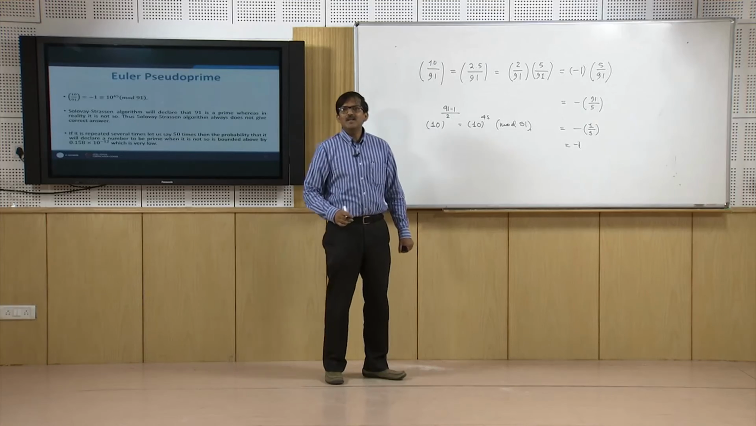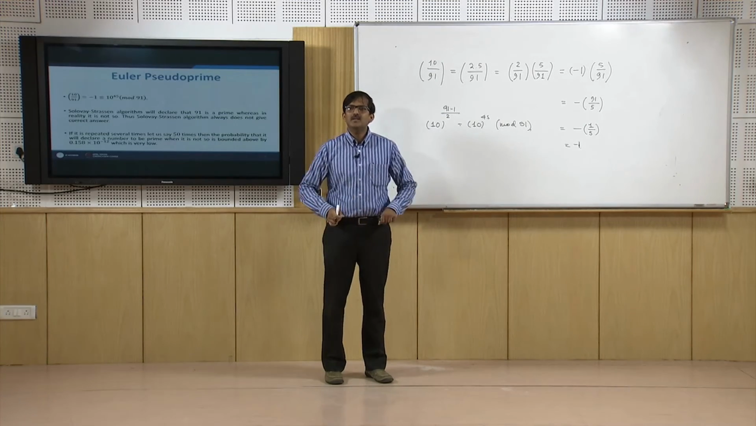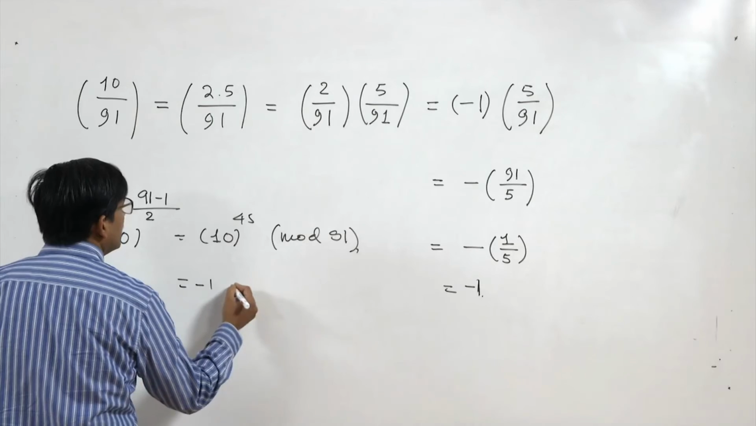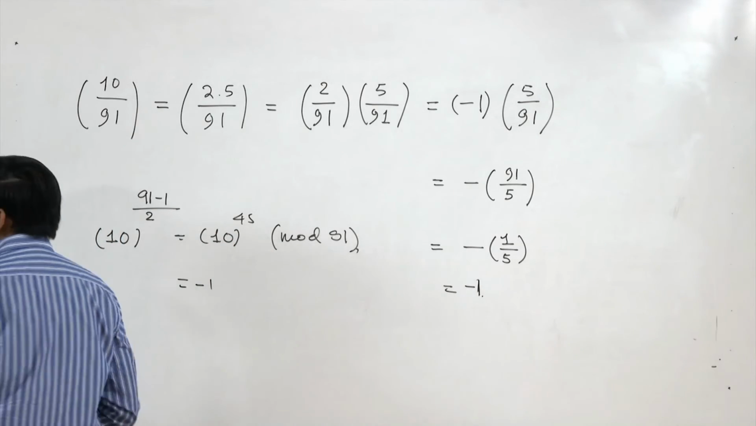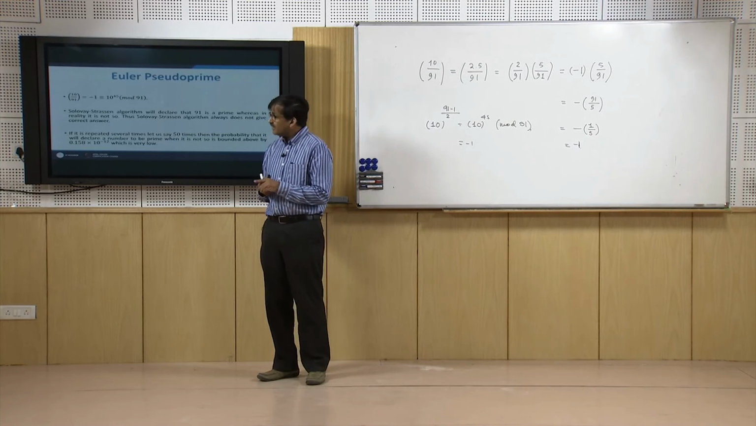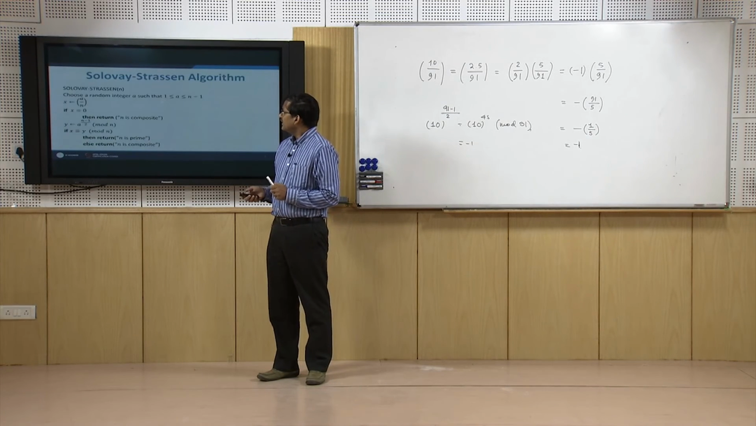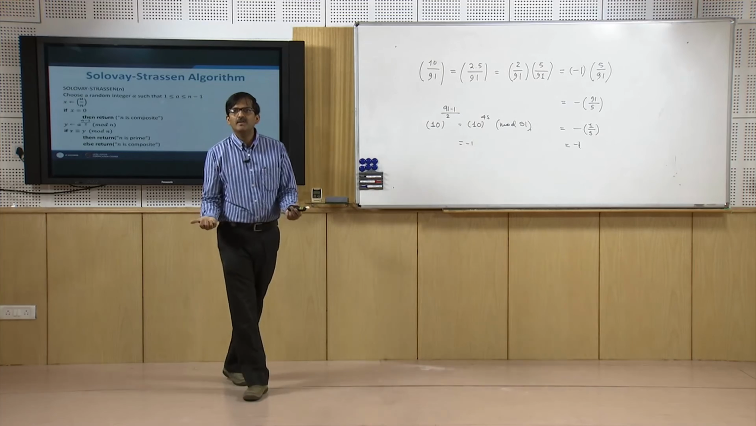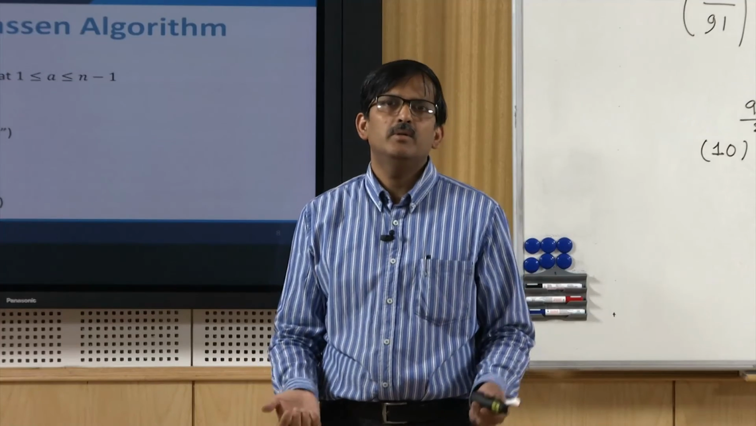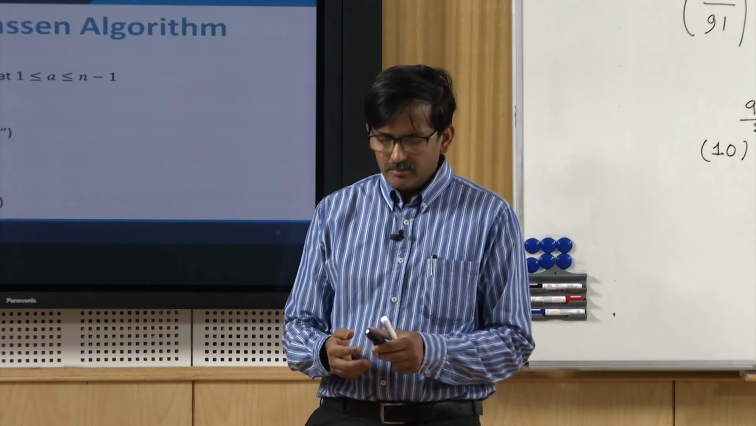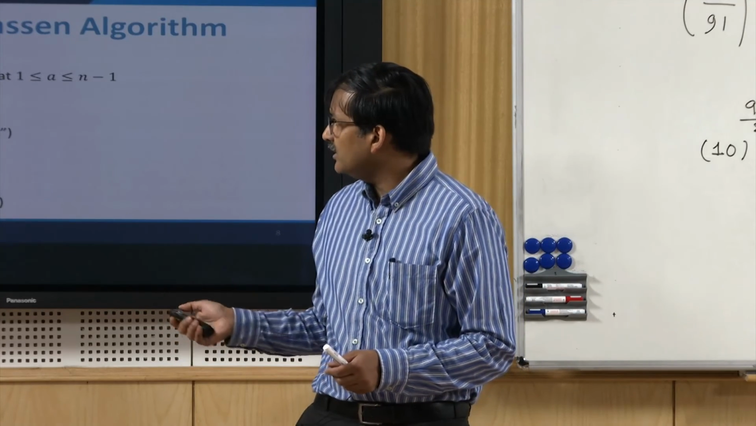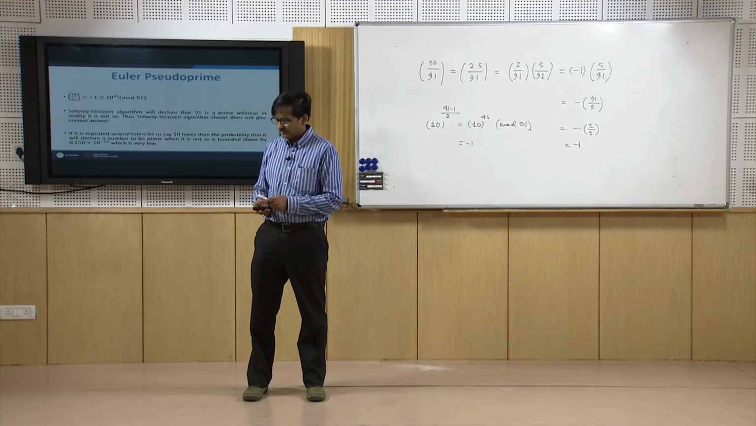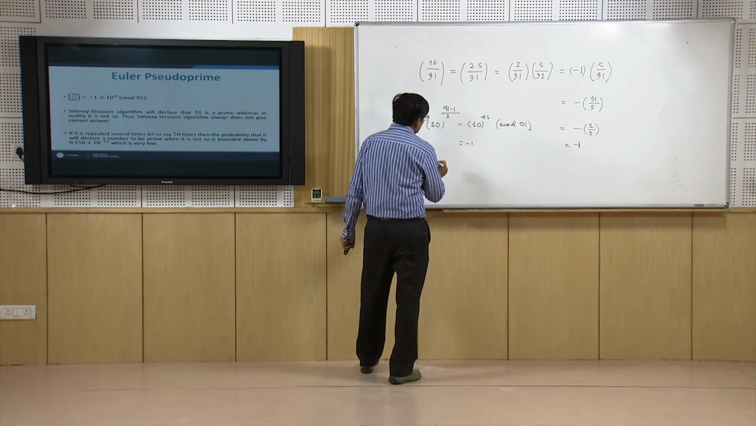Well, I leave it as an exercise. You can check it with a calculator after the class, that it is going to be minus 1 if you reduce modulo 91, and therefore, in this step of the algorithm we will find that whatever we have calculated as x and whatever we have calculated as y are going to be congruent to each other modulo 91, and therefore, the algorithm will return n is prime, which is not so, because we know that 91.